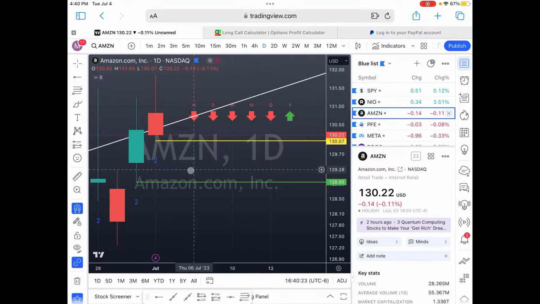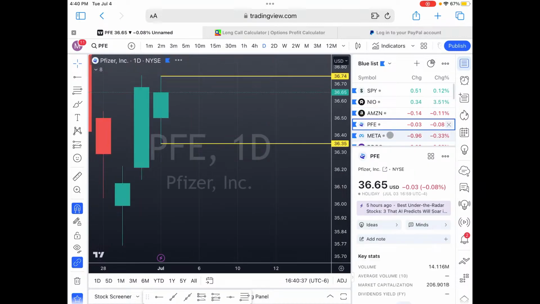So we're looking for triggers at $130.07 and a first target at $128.95, top of a broadening formation, full time frame continuity outside of the year to see if we can trend down on Amazon. We move on to Pfizer.